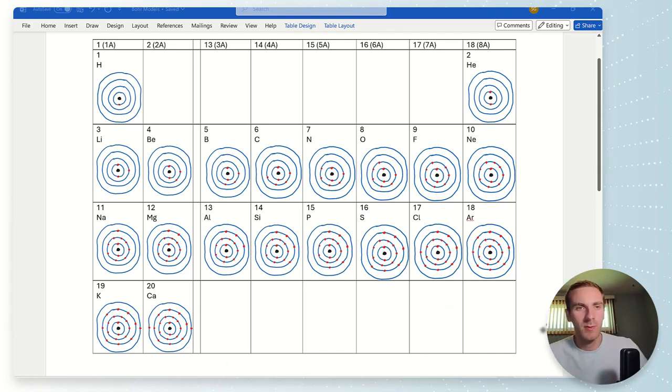All right, so I've made sort of my own mini version of the periodic table, at least the first 20 elements, and I've drawn all of their Bohr models.